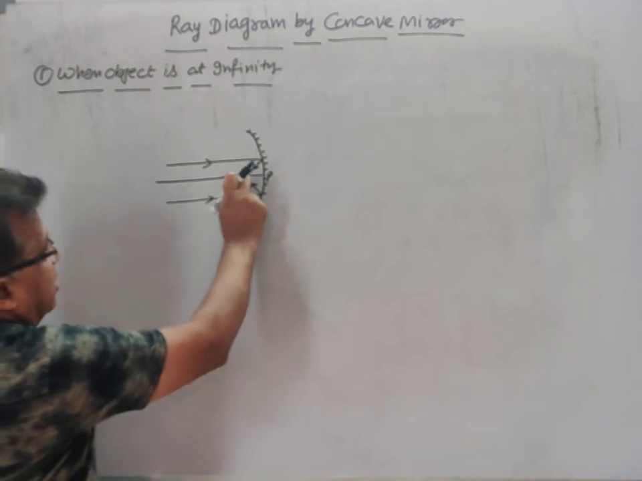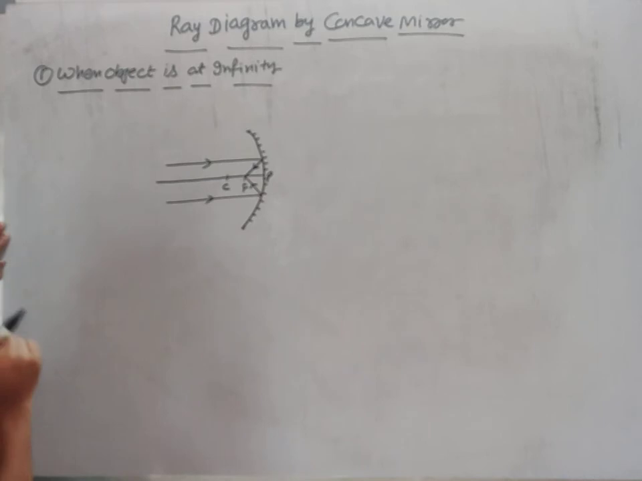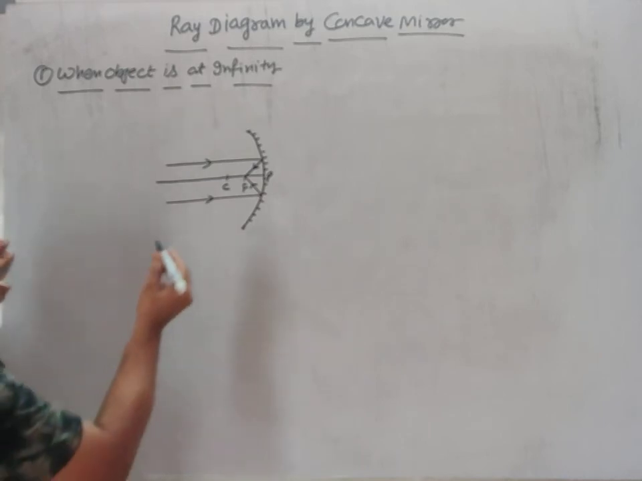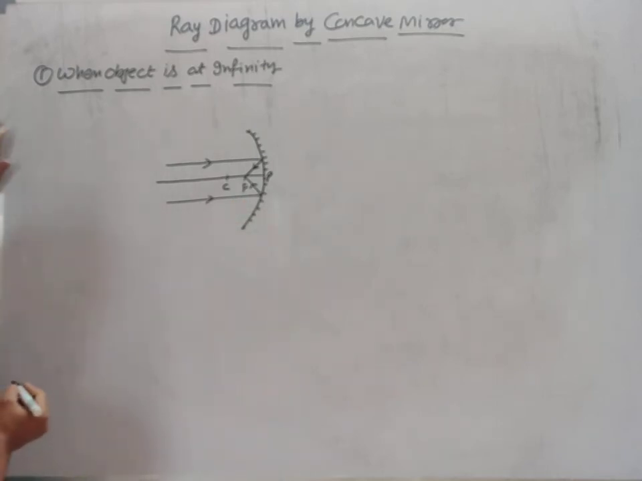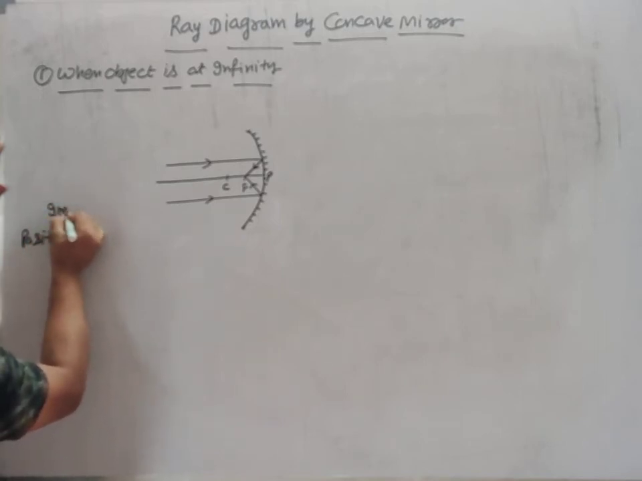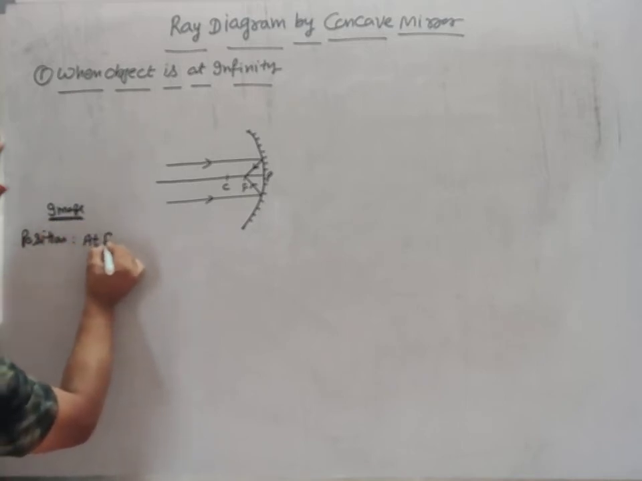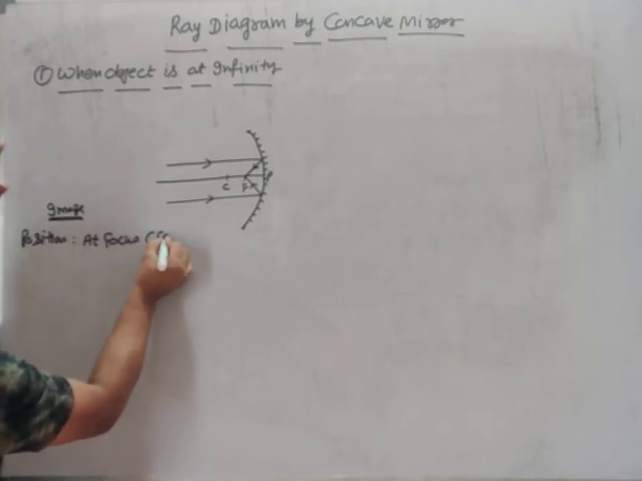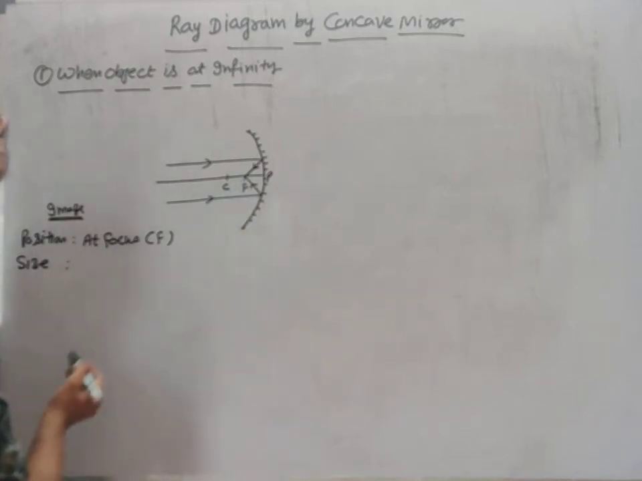After striking it, they will pass through this, and image will be formed where reflected rays meet. Now we are looking that reflected rays are meeting here. So this is the image. Position of object is infinity. What is the position of image? At focus, that is F. What is the size of image? Very, very small. It is only point size.